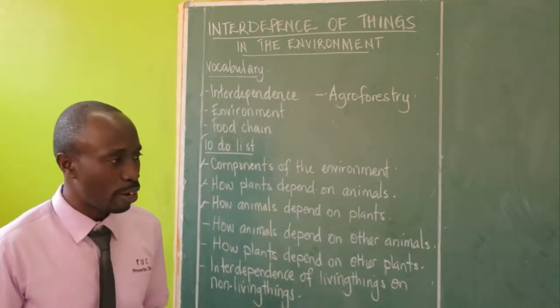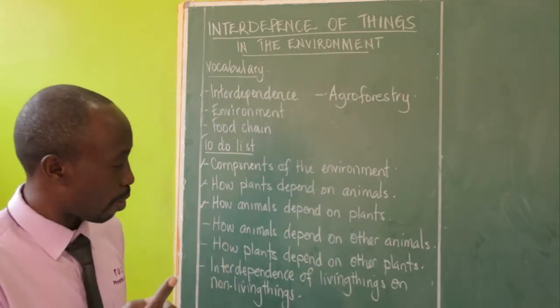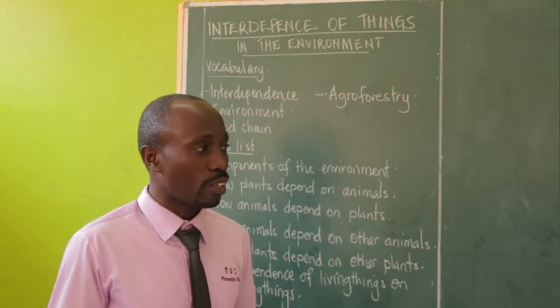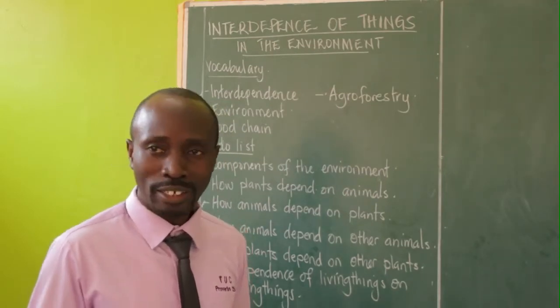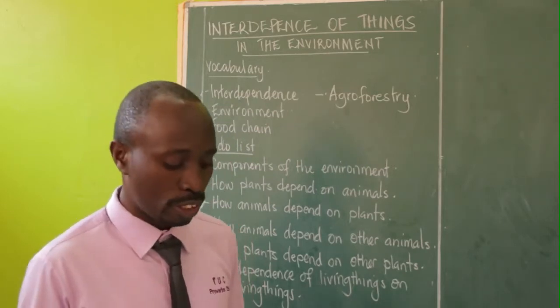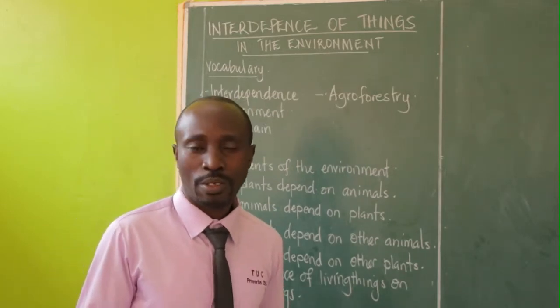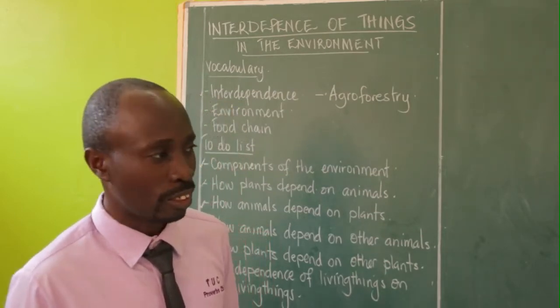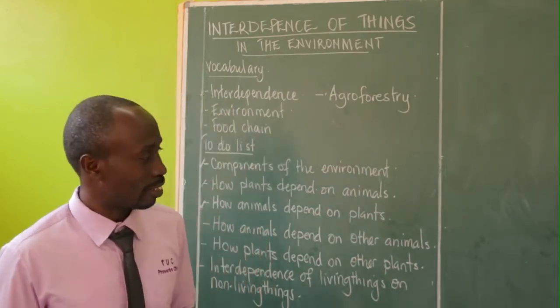Let's look at how animals depend on plants. How do animals depend on plants? First of all, the major thing is food. We get food from plants. I told you that plants have the capacity of making their own food, and the process is photosynthesis. Now, what type of food is made by plants during photosynthesis? You already said that is starch.